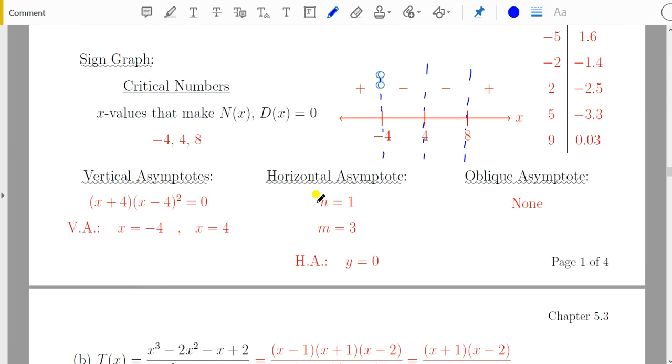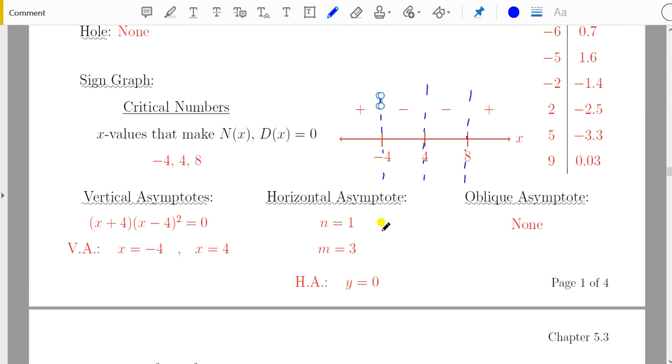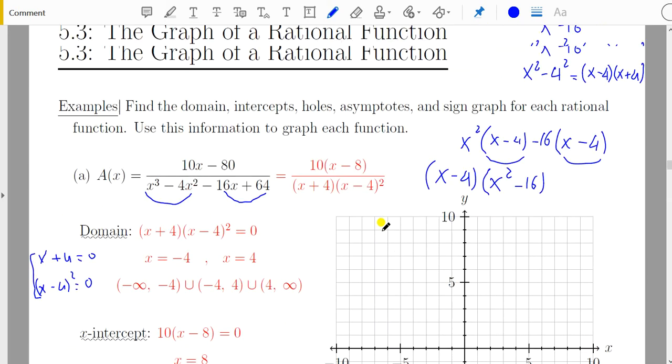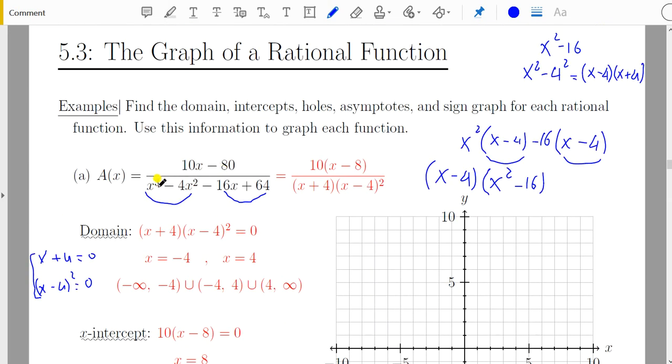And for horizontal asymptotes, there are 3 cases. The first one: if the degree on the bottom is bigger than on the top, then the horizontal asymptote is y equals 0. If the degree on the top is bigger than the bottom, then there's no horizontal asymptote. If the degree on the top and the bottom are equal, we take the ratio between them.